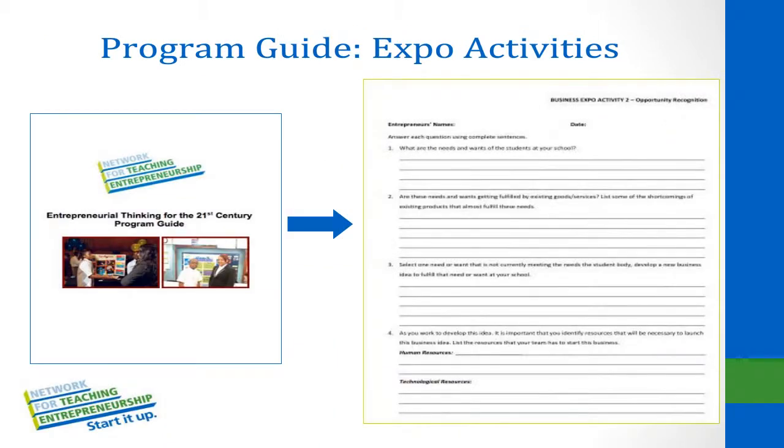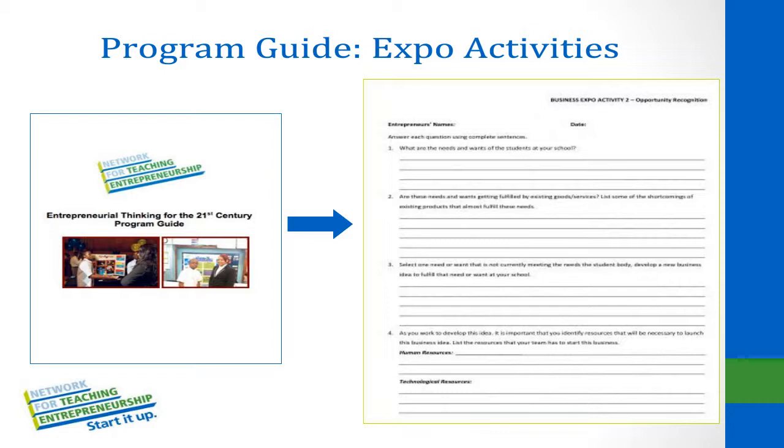The program guide is a great resource for classroom use. It includes lesson plans for all standard Nifty activities and a sample pacing guide. If you turn to the pacing guide, you'll note that in addition to chapter and standard Nifty activities, in yellow there are also Expo activities. On this slide, we selected Expo Activity 2, Opportunity Recognition. This worksheet offers students a chance to think through and write out entire responses for this section before turning to the template.